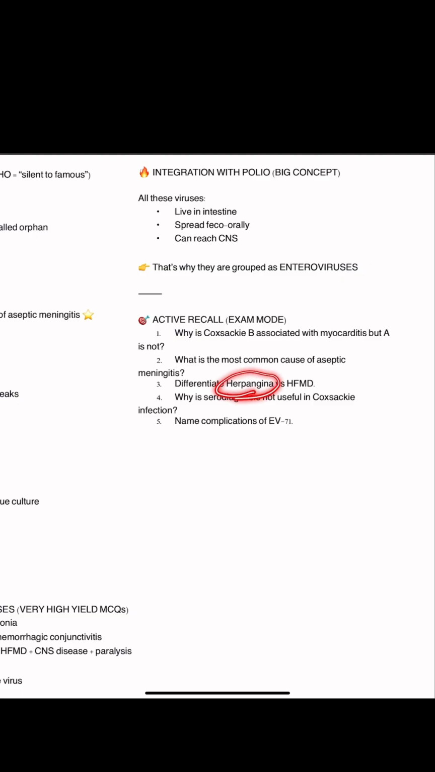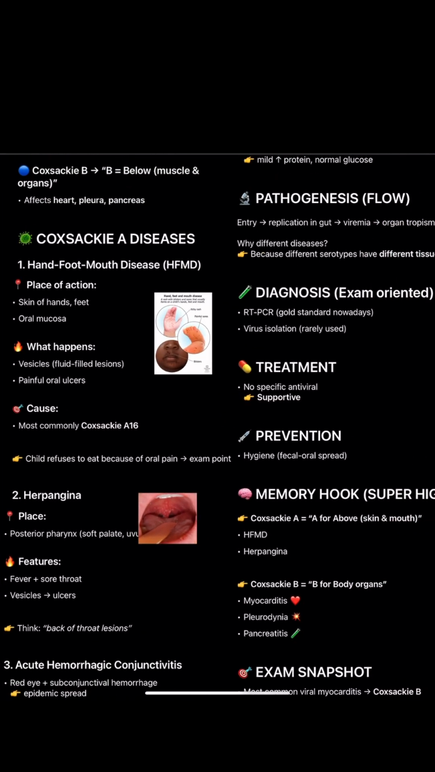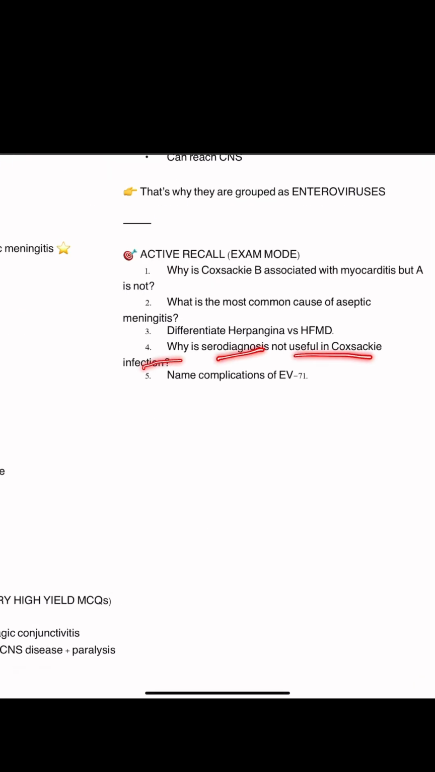Then herpangina caused by Coxsackie A16 type. Then there are sores, blisters, and lesions in the skin of hand, foot, and mouth mucosa. In herpangina, there are oral ulcers in the soft palate and the uvula. And what are other differences? Wait, Coxsackie A16 causes HFMD and does not cause herpangina. Okay, I made a mistake. Sorry. Serodiagnosis is not useful in Coxsackie infection because there are so many serotypes.